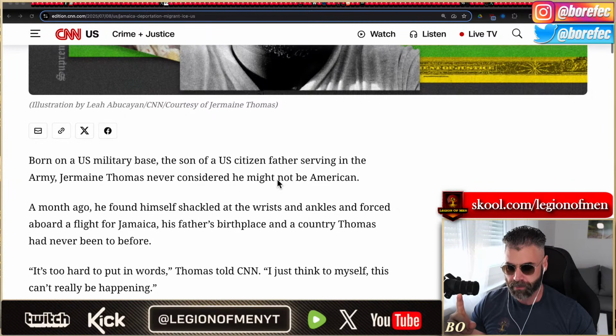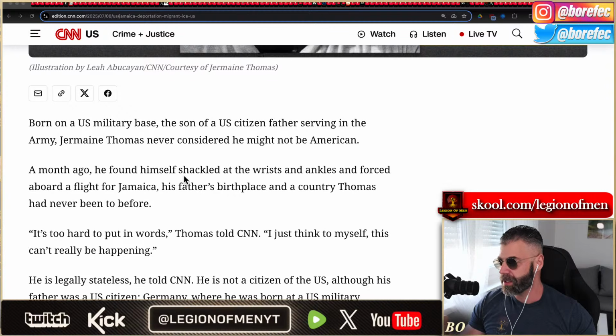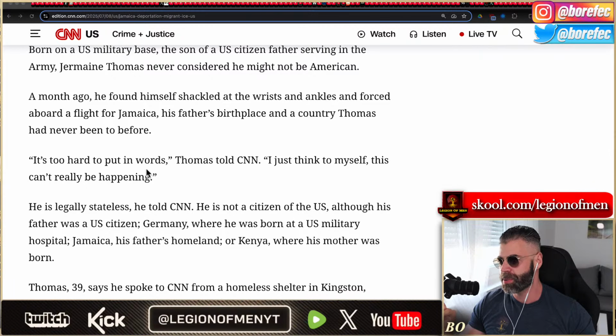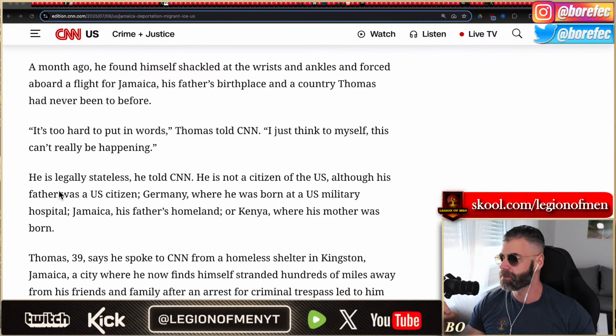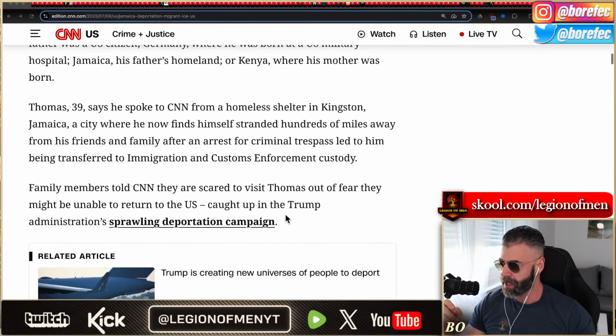Okay. A month ago, he found himself shackled at the wrist and ankles and forced aboard a flight for Jamaica, his father's birthplace. Okay, but his father's a citizen, fine. And a country Thomas had never been to before. "It's hard to put into words," Thomas said. "I just think to myself, this can't be really happening." So far, you're thinking, what are we doing? Well, he's legally stateless, he told CNN. He is not a citizen of the U.S., although his father was a U.S. citizen. Germany, where he was born at a U.S. military hospital. Jamaica, his father's homeland. Or Kenya, where his mother was born. Okay. Story's not adding up.